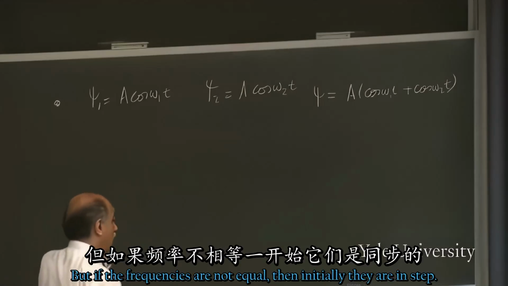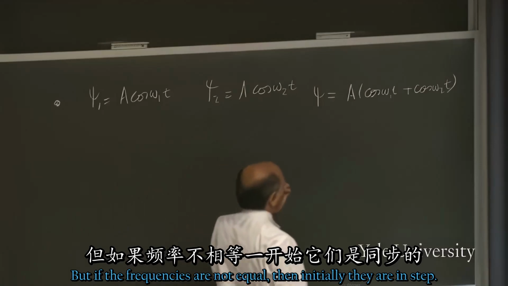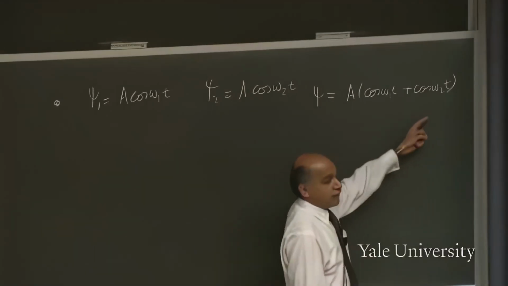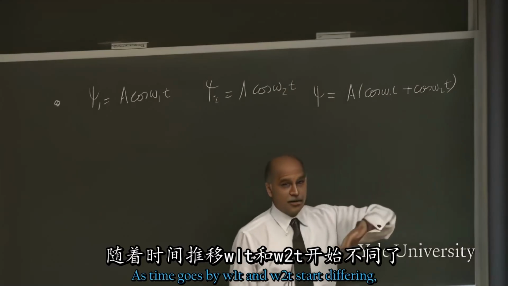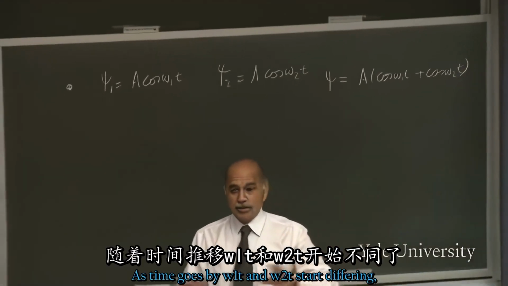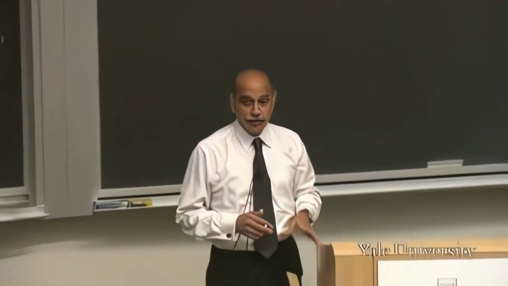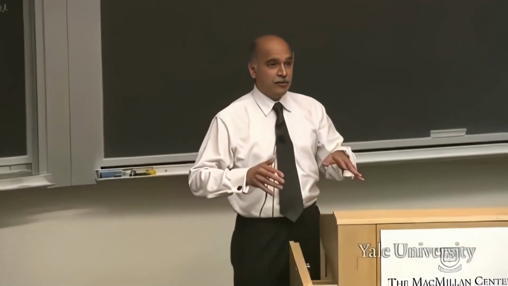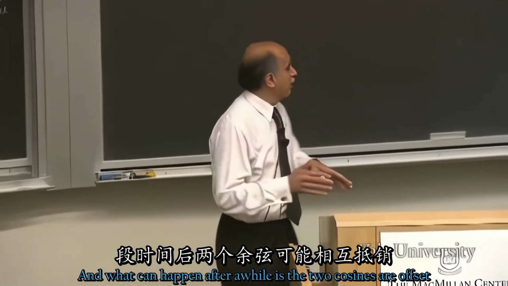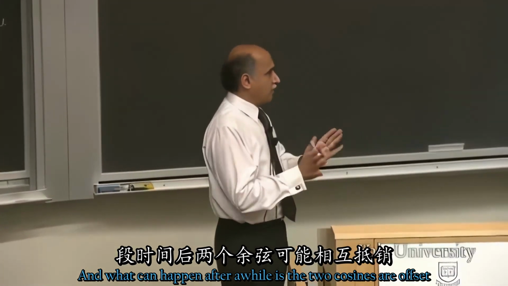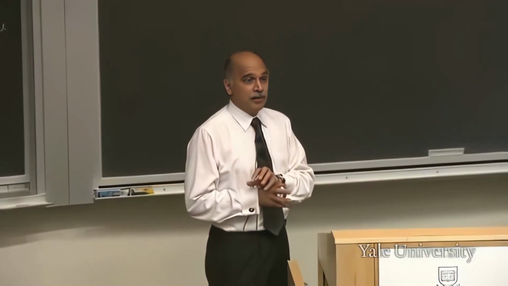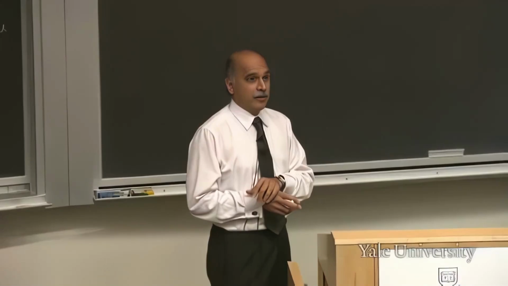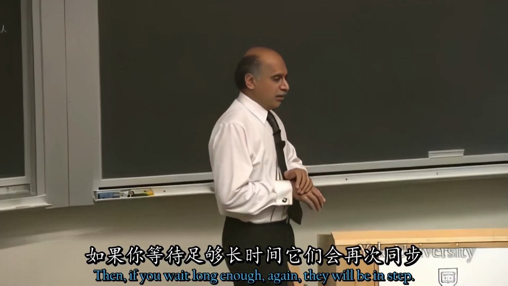But if the frequencies are not equal, then initially they are in step. This cosine is 1 and that cosine is 1, and the amplitude is 2a. As time goes by, omega 1 t and omega 2 t start differing. So the cosines are not in step anymore. And what can happen after a while is the two cosines are offset by half a cycle, or the angle between them is pi. Then, in fact, they will cancel. Then, if you wait long enough, again, they will be in step.